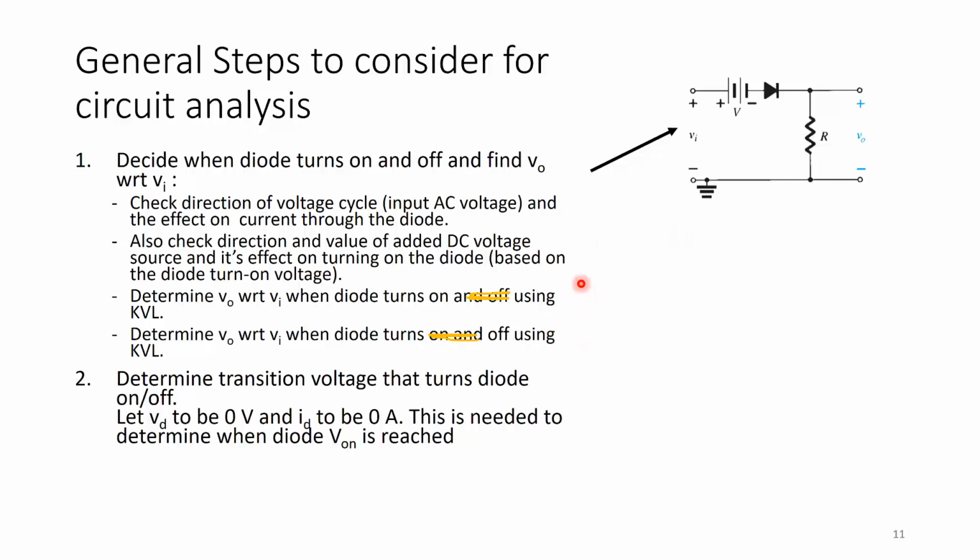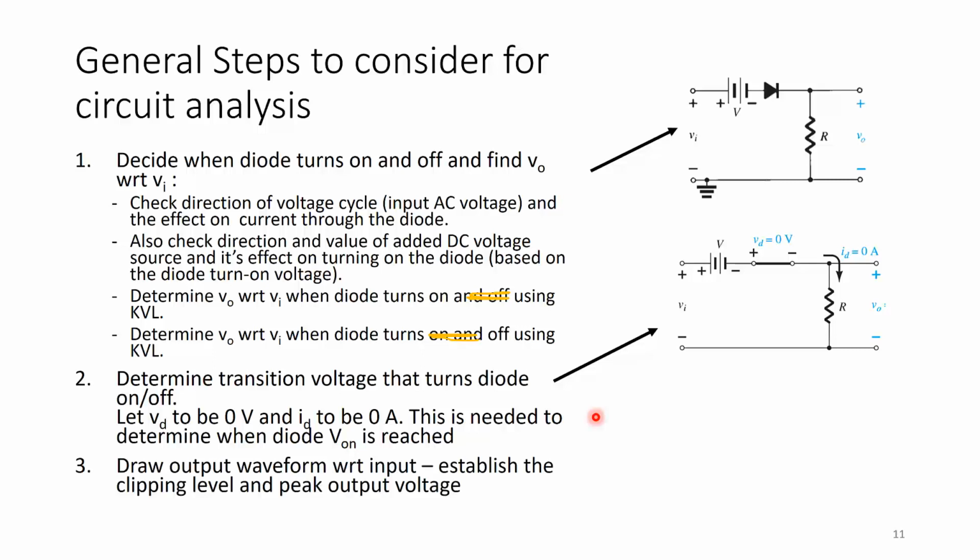of the state when the diode is on and diode is off, then you determine the transition voltage that turns the diode on and off. And to determine the transition voltage, you have to let VD to be 0 volts and ID to be 0 amps. And this is needed to determine when diode V on is reached.